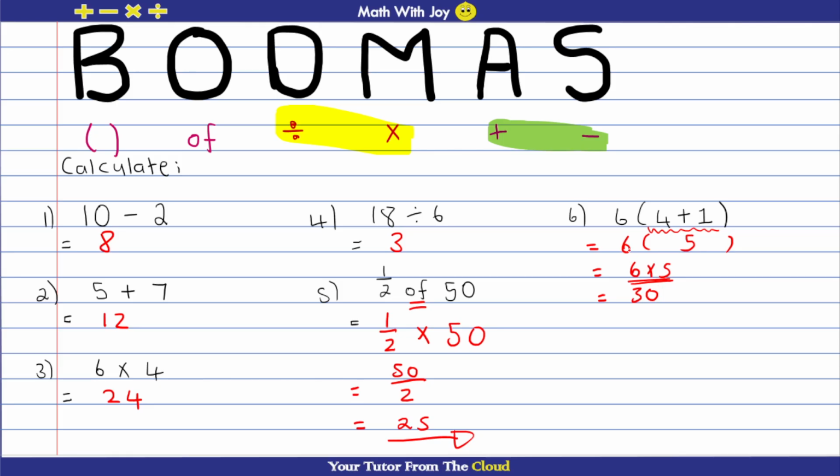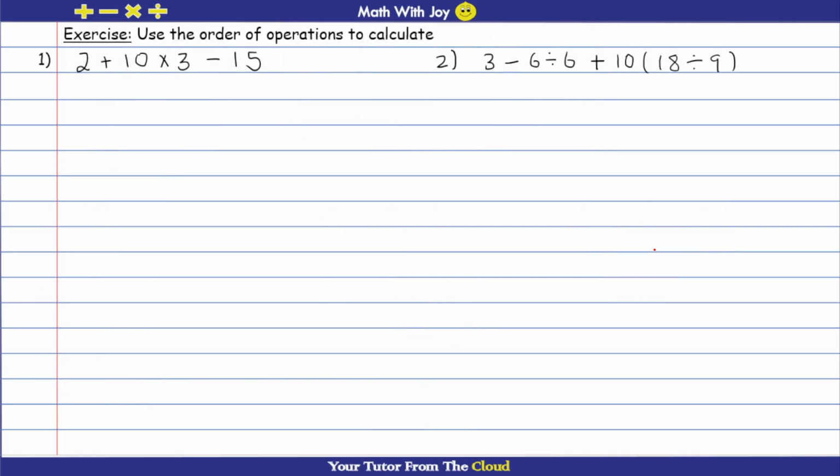You have to understand that a 6 next to a bracket means they are multiplying. So those are all the order of operations, and we're just going to fly through these sums, and I'll help you practice the order of operations. Right, so the first question over here, we have 2 plus 10 times 3 minus 15. Obviously, we have to focus there.